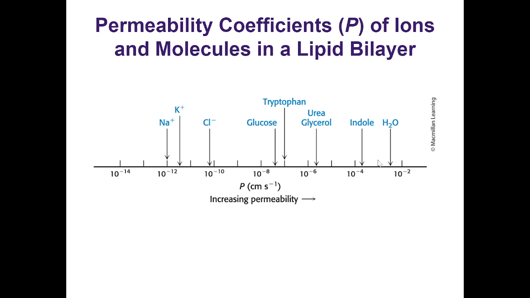This is actually the permeability coefficients, which is P for permeability, of ions and molecules in a lipid bilayer. And so right here we can see these are increasingly permeable as we go up. And here we see fairly charged ions. And notice they have very low permeability, right? And so they're not going to get through that lipid bilayer very well. Here we have things like glucose, urea, glycerol. Again, these are fairly polar molecules, not super small, right? And again, these are pretty low permeability. And then indole and water. Anybody have any questions about that?